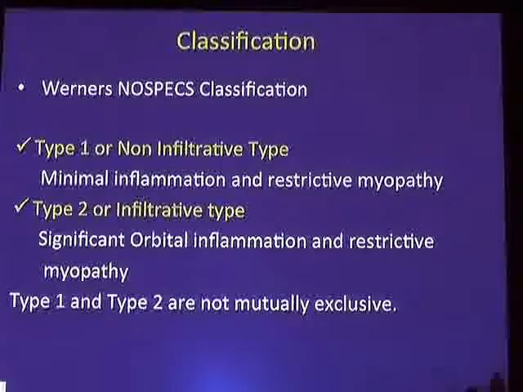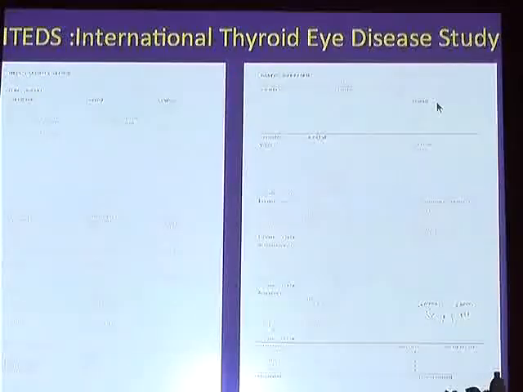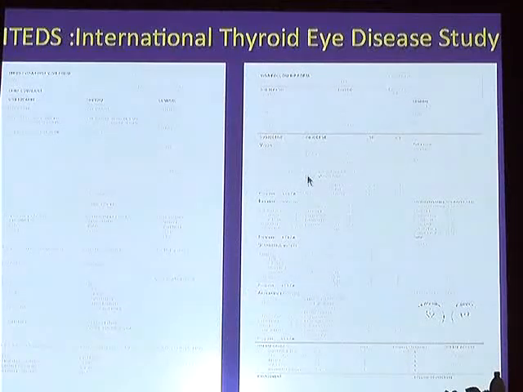The different classifications are there. I don't really use this. The EUGOGO classification, which was proposed by Wiersinga and Dolman, I like, although as previously said it is very time-consuming, but what I like about this is the vision, inflammation, strabismus, and appearance points. We have summarized these points and made our own OPD sheet for examination, which doesn't really split hairs, but gives a better idea so that you don't miss out on any vision-threatening thyroid eye disease.